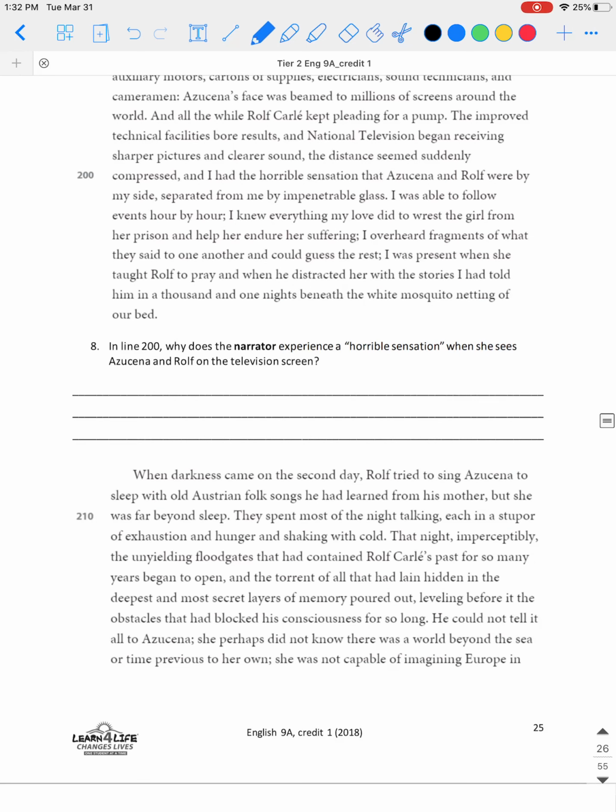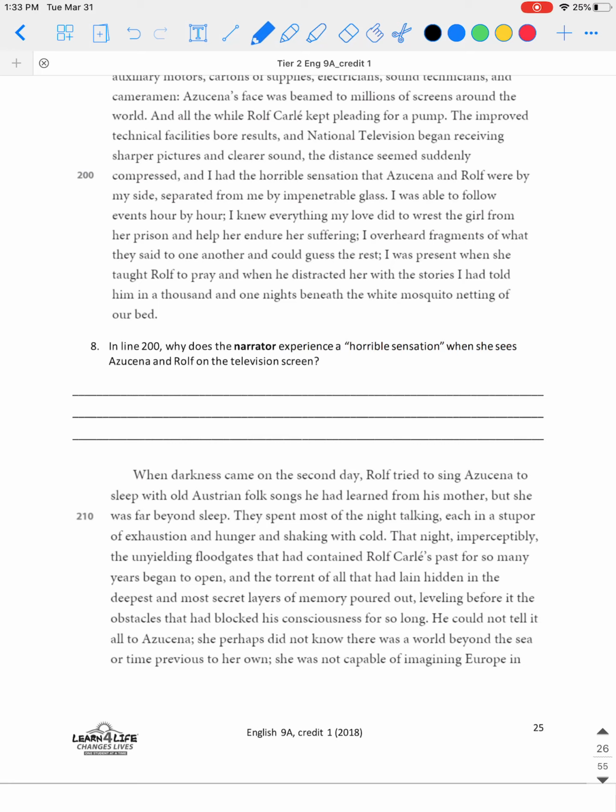And all the while, Rolf Karl kept pleading for a pump. The improved technical facilities bore results, and the national television began receiving sharper pictures and clearer sound. The distance seemed suddenly compressed, and I had the horrible sensation that Azucena and Rolf were by my side, separated from me by impenetrable glass. I was able to follow events hour by hour.